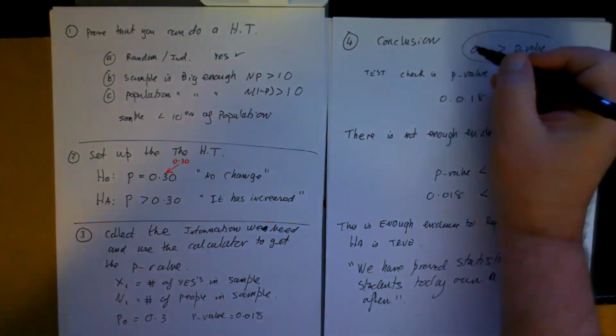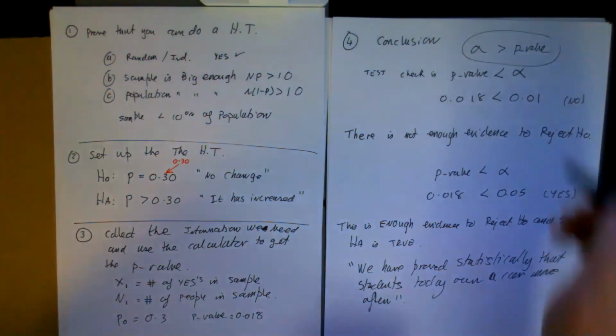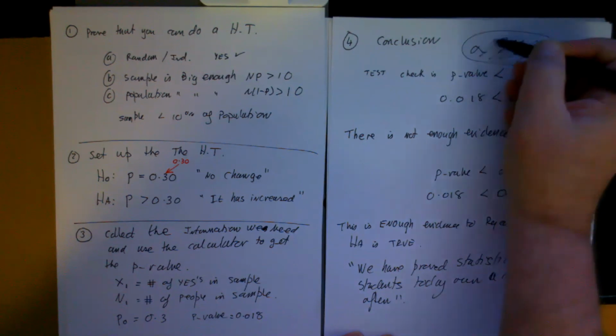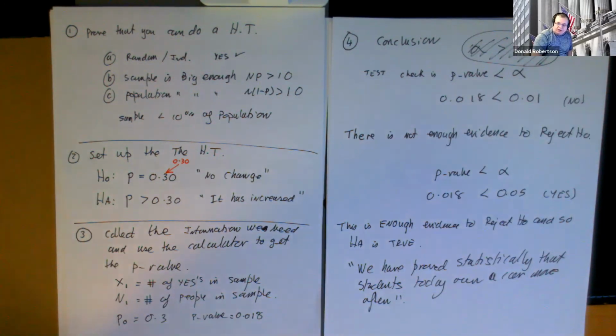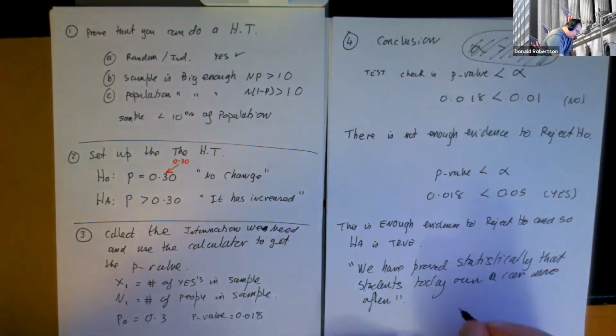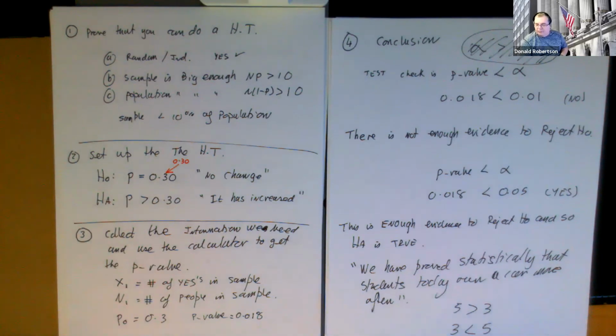Yeah, if that's the case, if it's greater. Alpha, p-value less than alpha is the same thing as alpha bigger than p-value. So it's the same thing. 5 is bigger than 3 is the same thing as saying 3 is less than 5. So I'm not sure what they're doing. I wish they hadn't.